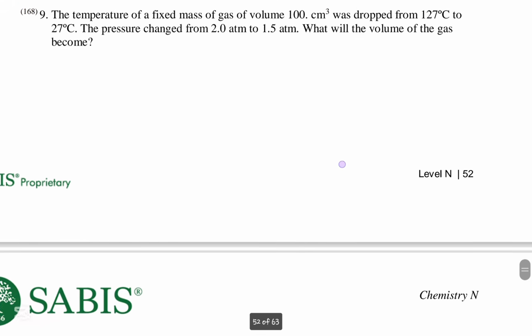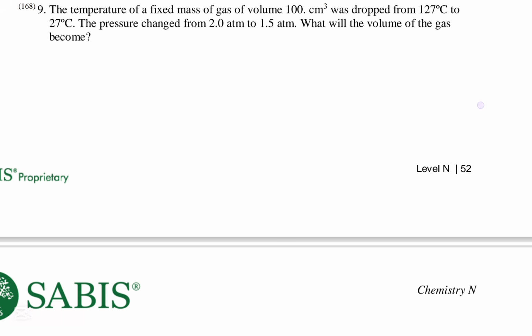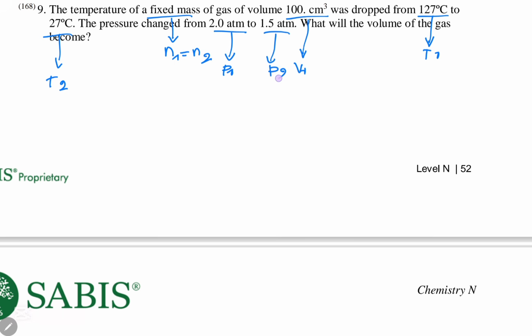Now the next question we have is question 9, not 8. Okay, what does it say in question 9? The temperature of a fixed mass of gas of volume 100 centimeter cubed. What does this mean? This is volume 1. And fixed mass means that the number of moles is constant. So N1 equals N2. Okay, it was dropped from 127 degrees, so this is temperature 1, to 27 degrees, temperature 2. The pressure changed from, so this is pressure 1, and this is pressure 2, they want the volume.